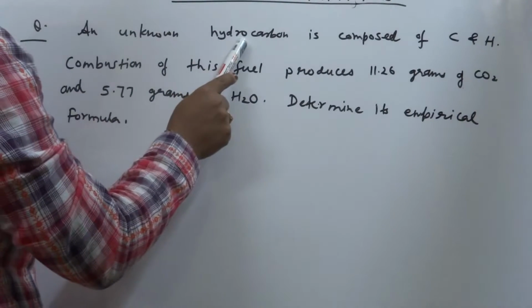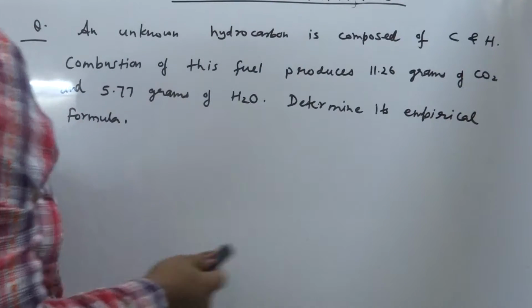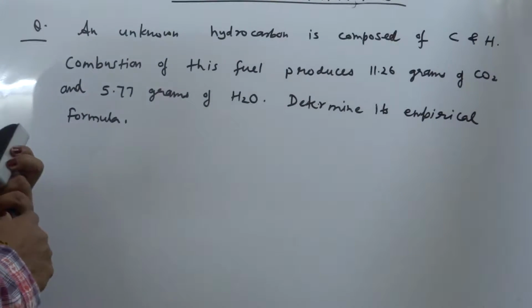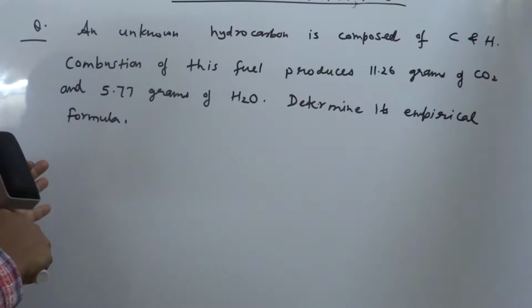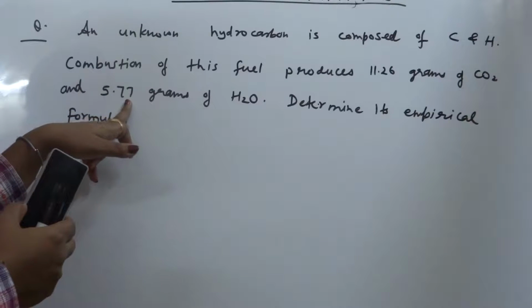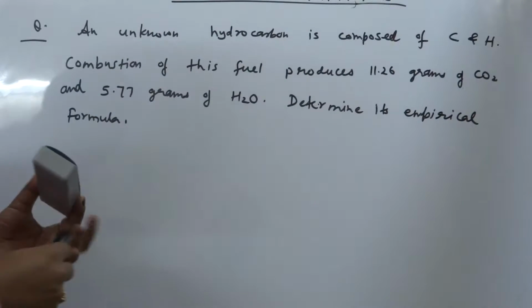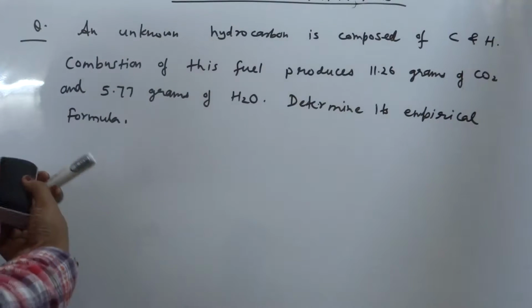An unknown hydrocarbon is composed of carbon and hydrogen. Combustion of this fuel produces 11.26 grams of carbon dioxide and 5.77 grams of water. Determine its empirical formula. Now, how to proceed for such questions?